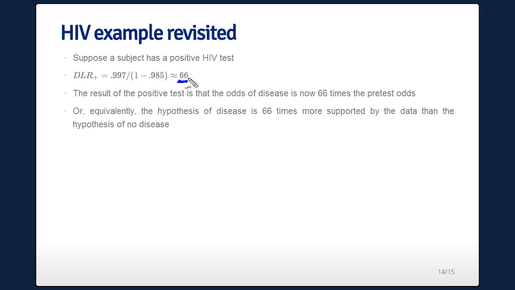It just so happens that if we don't know anything, it's kind of unlikely that you have this disease because it's a rare disease. But if we know something that relates to behaviors that have a much higher prevalence of disease, then your post-test odds will be a lot higher. But regardless of your pre-test odds of disease, your post-test odds of disease are 66 times that, given the light of this positive test.